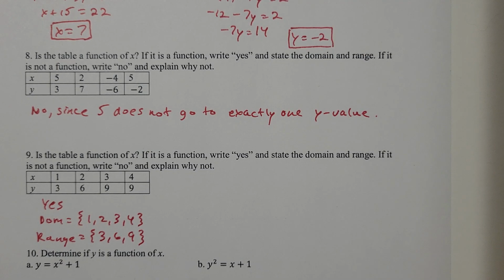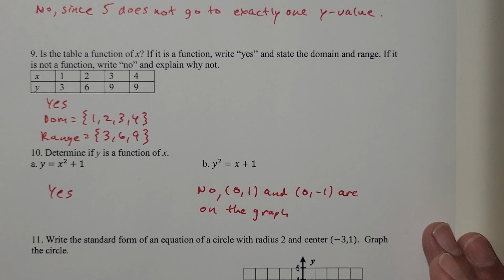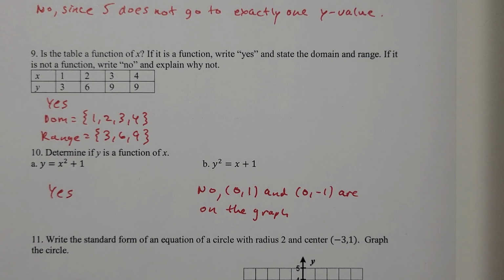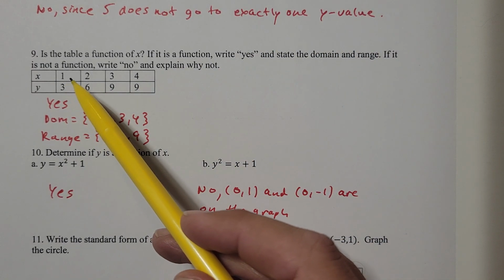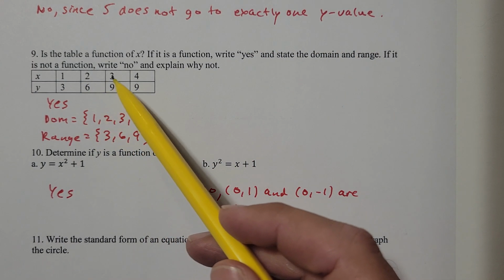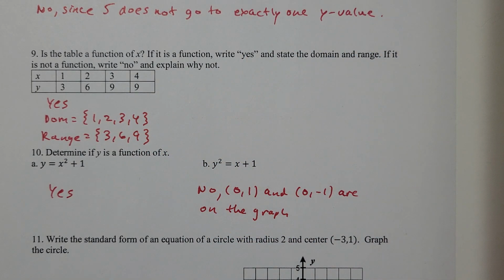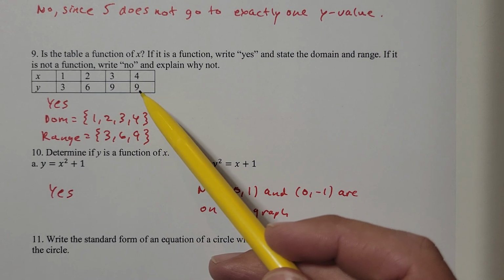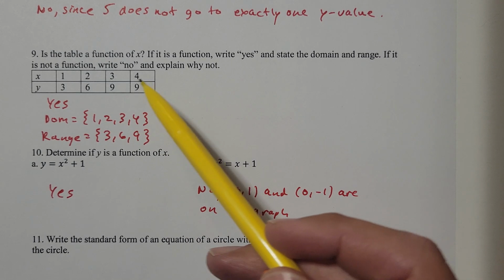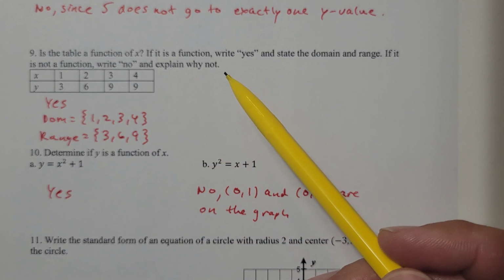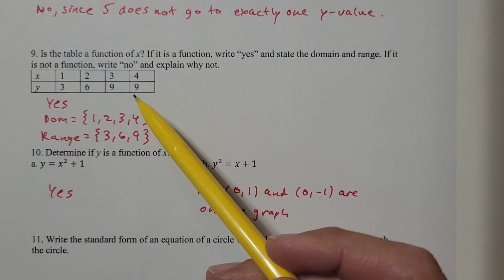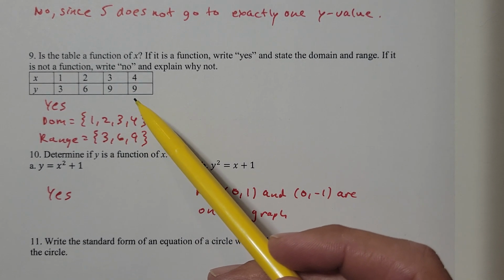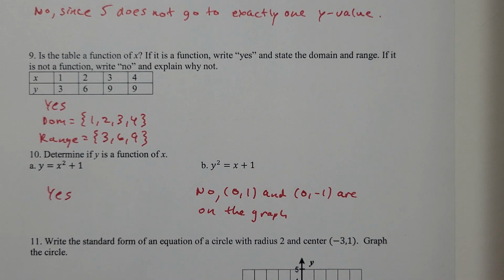Okay, problem 9, is this table a function of x? All right, so let's see, the points (1, 3), (2, 6), (3, 9), and (4, 9) are in this set here. Well, 3 is going to 9, and also 4 is going to 9. So what? Each x value is only going to one y value. So I can have two different x's going to the same y value. That's okay, right? They're going to one y value though, right?